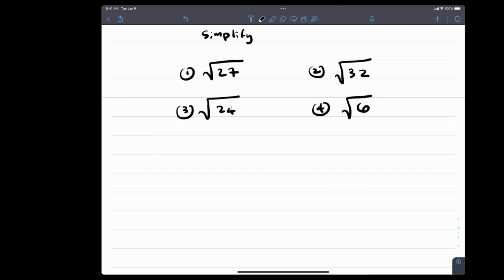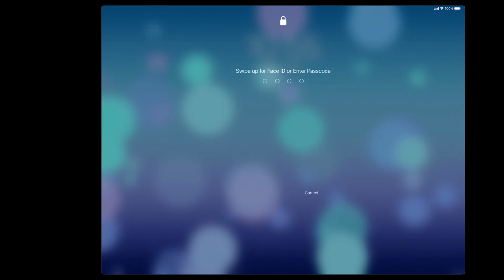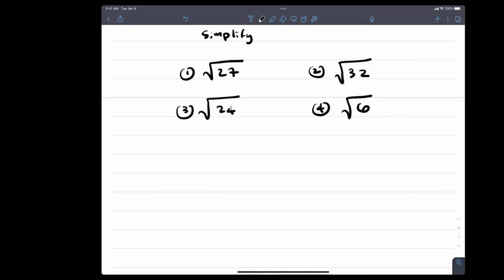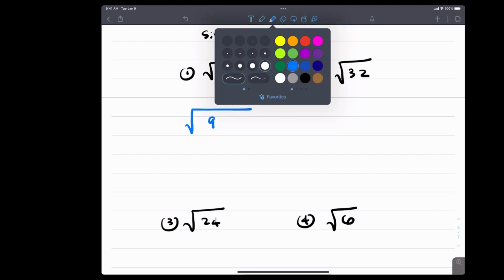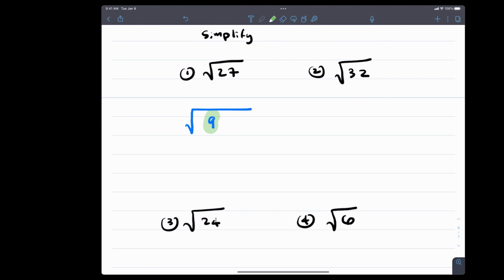All right, ladies and gentlemen, let's take a look. Okay, we're going to try these out. You want to follow the process. What's the largest perfect square that goes into 27? Does everybody agree that it's 9? Good job. It's going to be 9. That's the largest perfect square. What was the quotient? Good. It is 3 here.